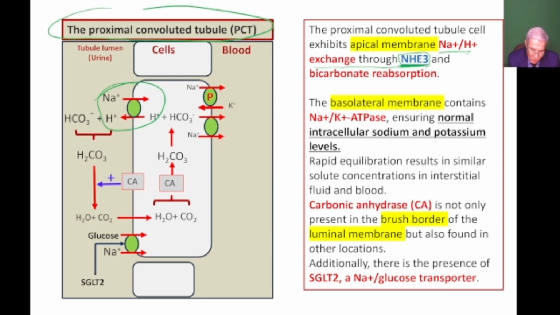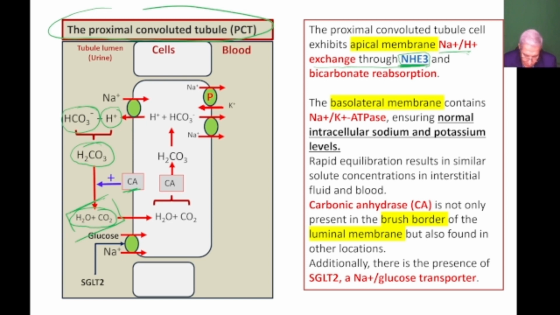This exchanger will bring sodium into the blood, in turn removing hydrogen, removing protons, from the blood. We have the exchanger in the apical membrane here. So what happens there? When we bring hydrogen in, it will combine with bicarbonate to form carbonic acid. The carbonic acid will be dissociated into water and carbon dioxide under the effect of an enzyme called carbonic anhydrase, which is responsible for the catabolism of carbonic acid to water and CO2.